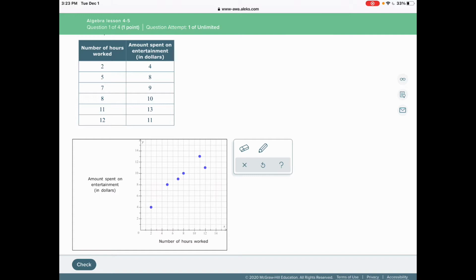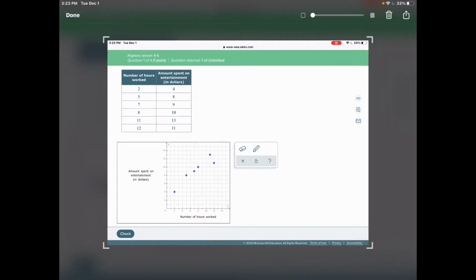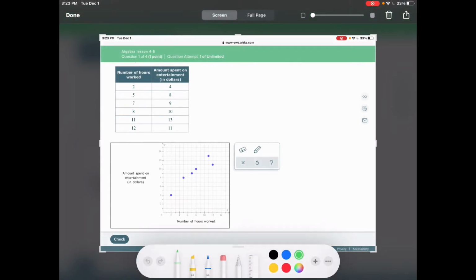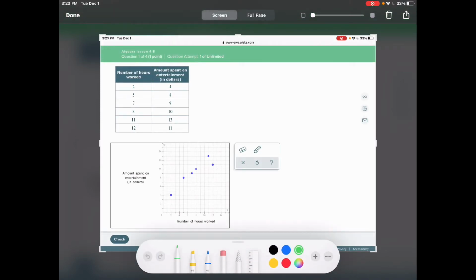So notice that the dots aren't in a perfect line. They're a bit scattered, but they do have a little bit of a trend. Let me screenshot so I can write on this for just a second. So notice that we might be able to put a line through here kind of like this. And so we would call this a positive correlation.